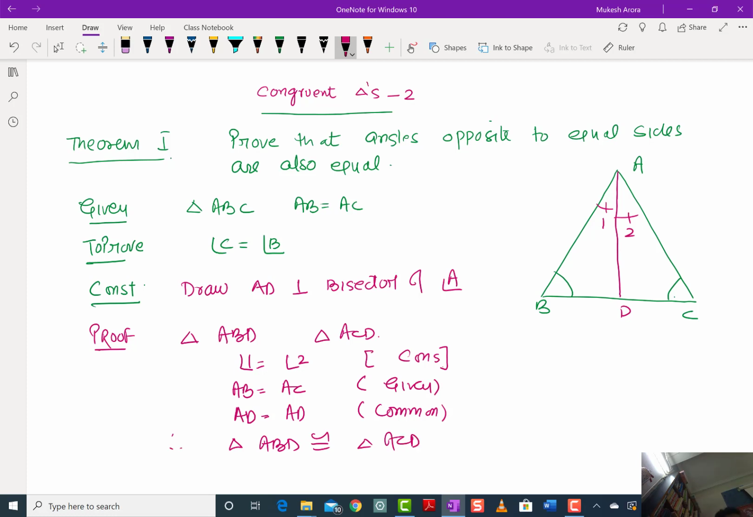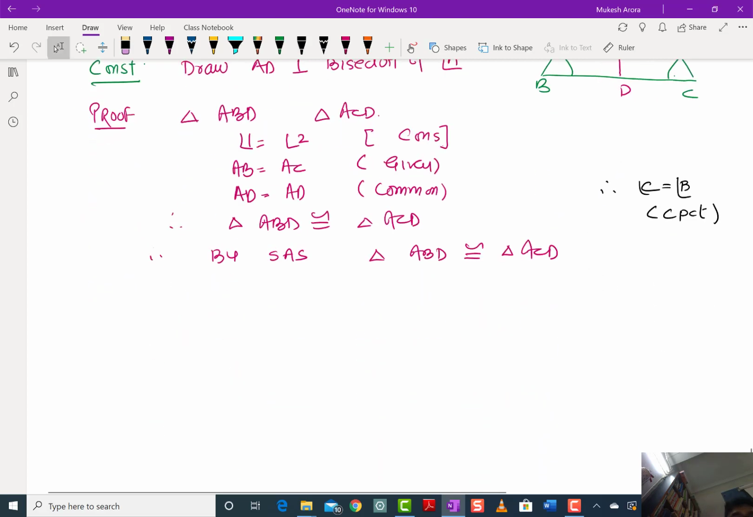Therefore, by SAS, triangle ABD is congruent to triangle ACD. When the triangles are congruent, therefore angle C is equal to angle B. CPCT: corresponding parts of congruent triangles are congruent.